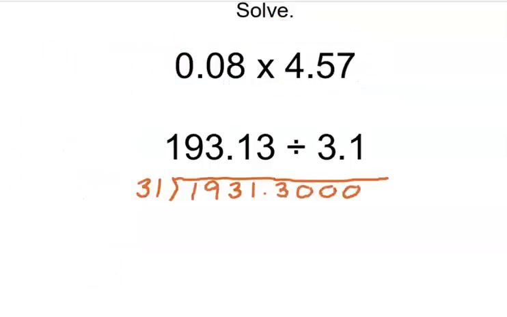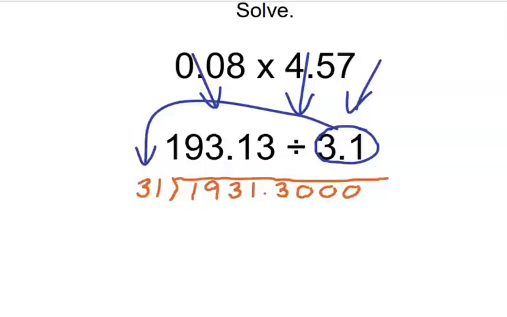All right, so now we're going to solve for this division problem here. As you can see, we have a decimal in the divisor. We wanted to get rid of it. So what did I do? I moved it over 1 place to the right. And now that's 31. And then I had to move this decimal over so it became 1931.3. And I added some zeros just in case we have to go past the number.